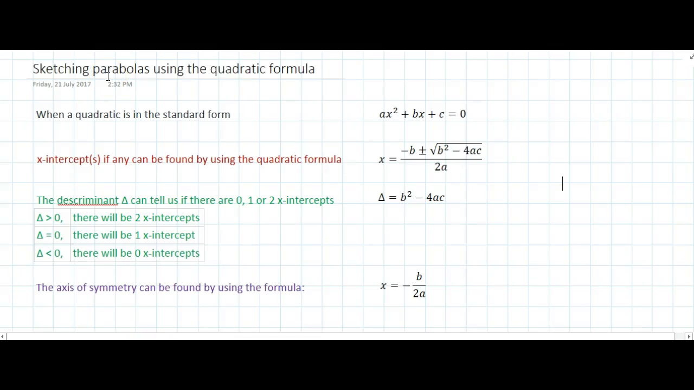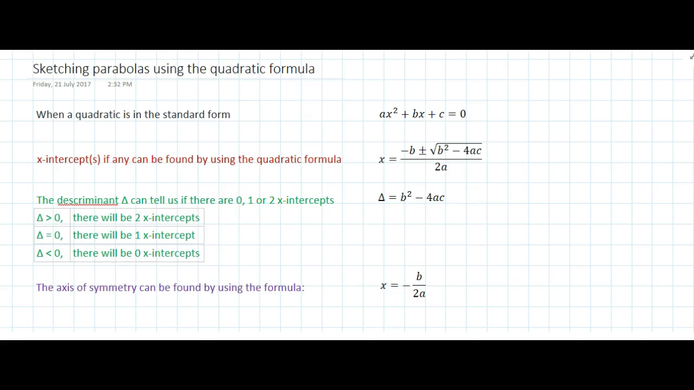Hi guys, this is a video on sketching parabolas using the quadratic formula. So if we look back onto the quadratic formula, we did this briefly in class.